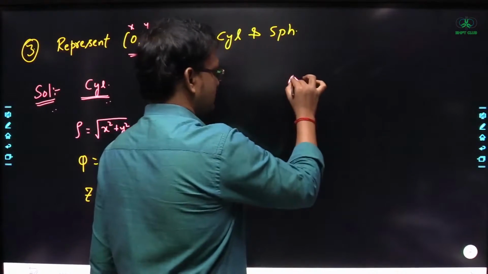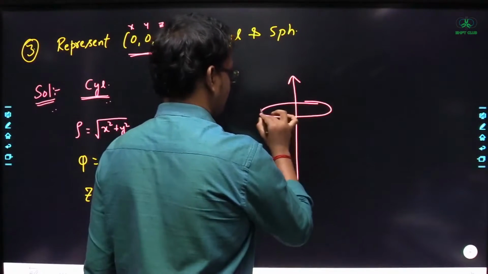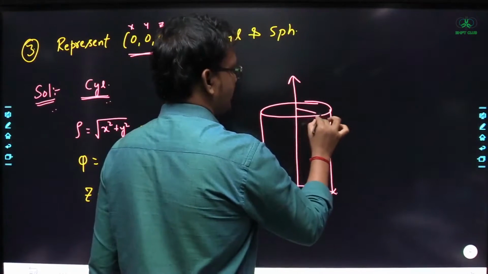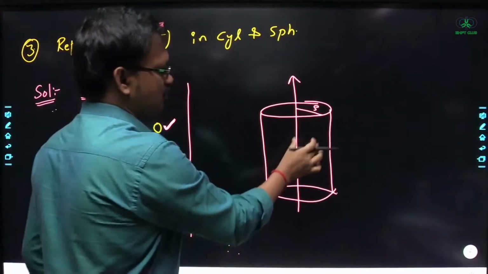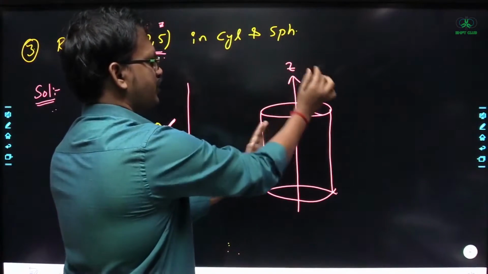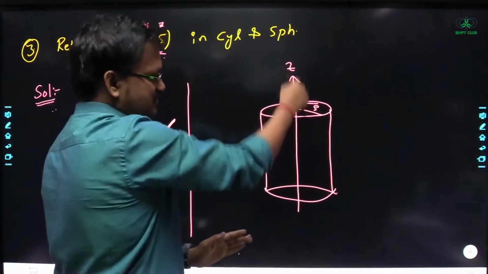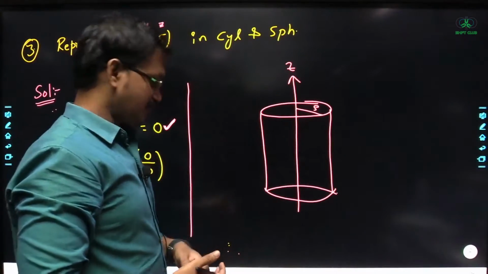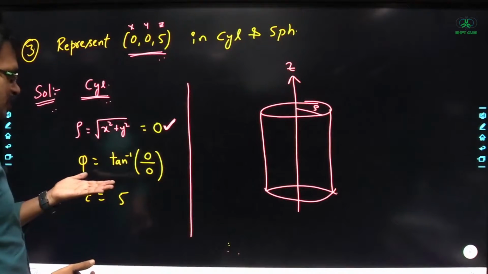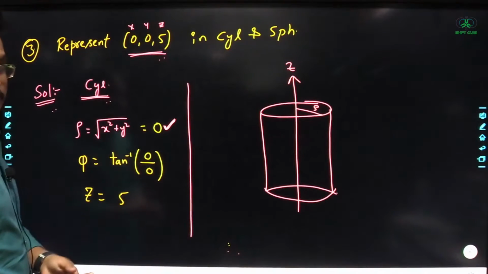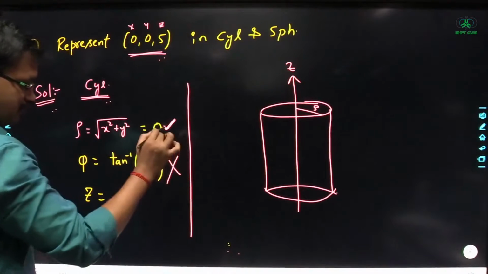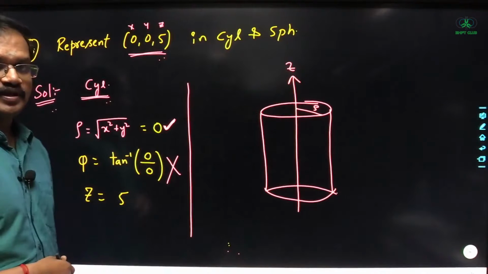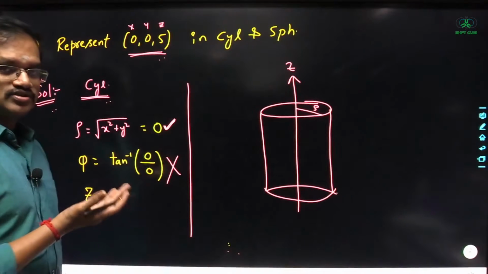If you consider this as the cylinder, and this is radius rho, then if rho tends to 0, this will shrink towards the z axis. So it will simply represent a line. There is no cylinder at all. In that case, if you try to determine phi, you get tan inverse of 0 by 0, which is not defined. Phi is not defined.